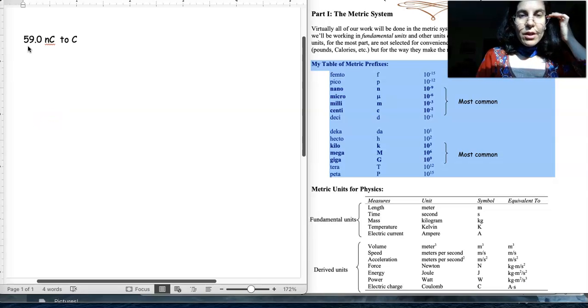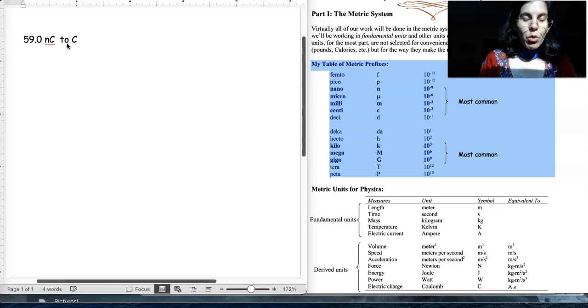All right, gang, here is a quick review of how to convert into base units for metric prefixes for use in physics and other sciences. Here we got a problem, 59 nanocoulombs to regular coulombs. This is a unit of electric charge.